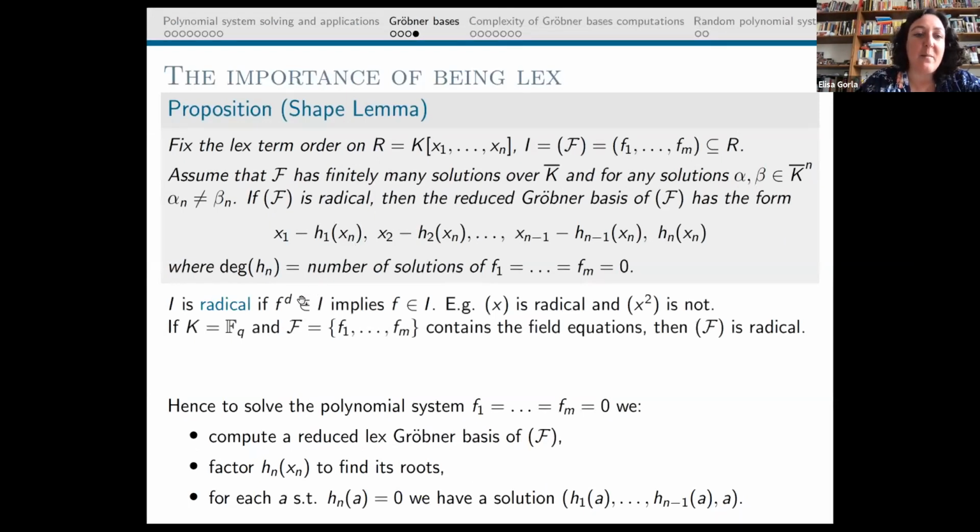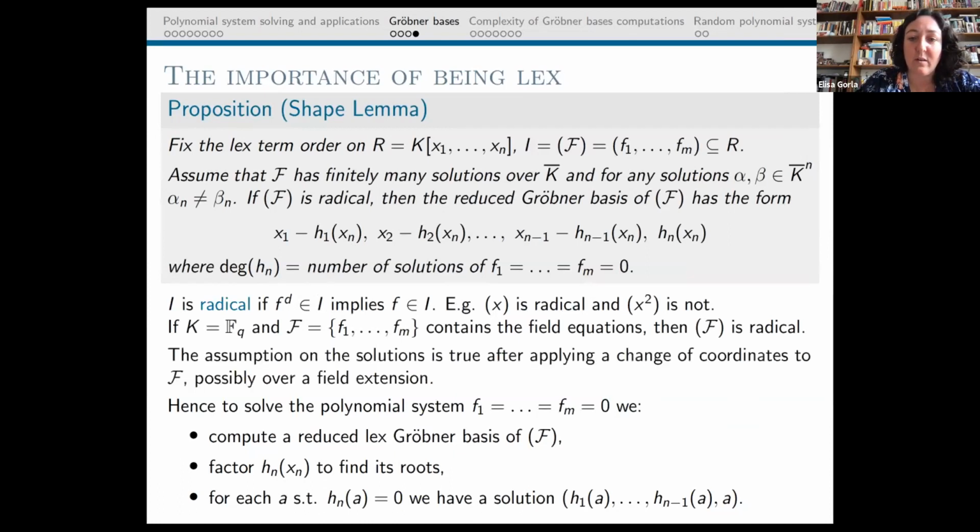Here I have some hypotheses, but I guess it's not really necessary to get into all of them. All I'm trying to say here is that these hypotheses are often true, and if they're not true, you can make them true after doing some modification to the system.